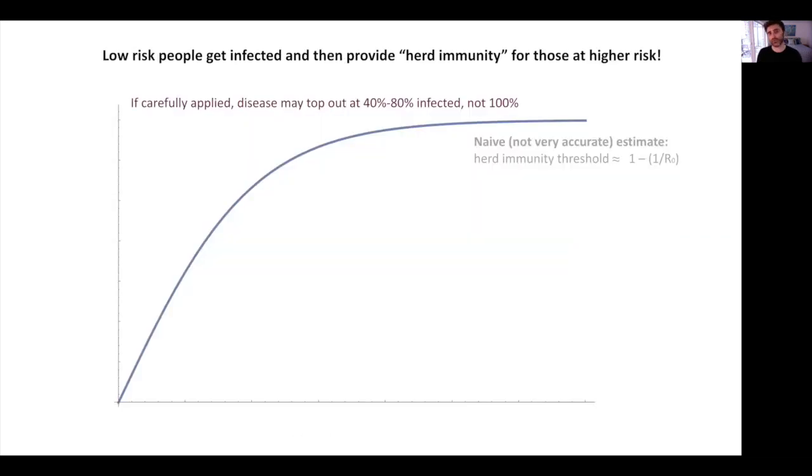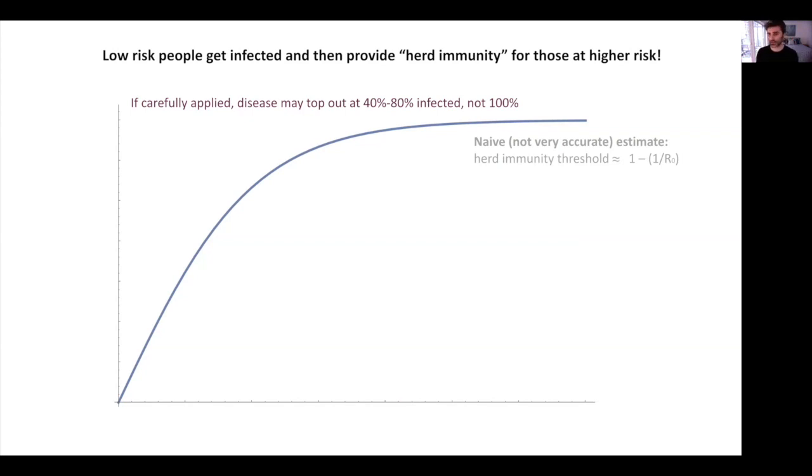Now, the basic principle that this relies on is this idea of herd immunity, that once more and more people in the population are already infected, if they have immunity to getting the virus again, then that means that each person has fewer people that they're able to infect because some people are immune. And this actually can cause total infection of the population not to go to 100%, as you might think if things are growing exponentially, but rather to kind of top out at a level maybe something like 40 to 80% of people infected.